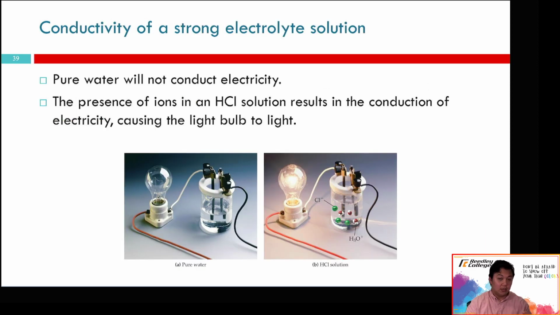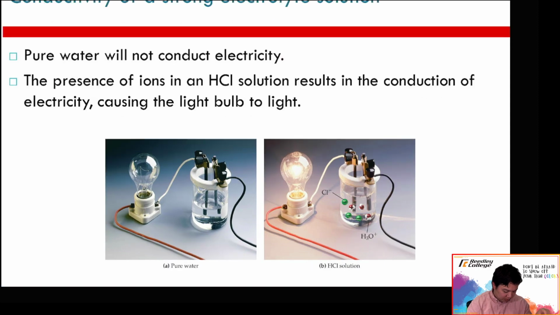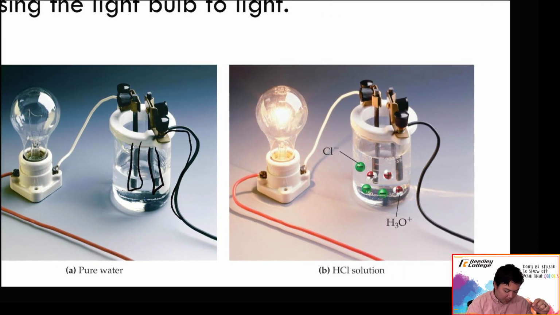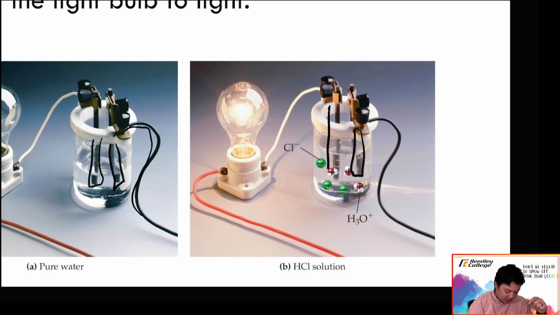So pure water won't conduct electricity. We talked about this before. We're talking about ionic compounds. But the presence of ions from HCl in solution results in the conduction of electricity. So if you have this circuit here, the electrons can't pass through the pure water to get to the other side. You see there are two electrodes in here. But when we have these ions, they can actually transport electrons back and forth in the solution. And that lets the current flow through and lights up the light bulb.